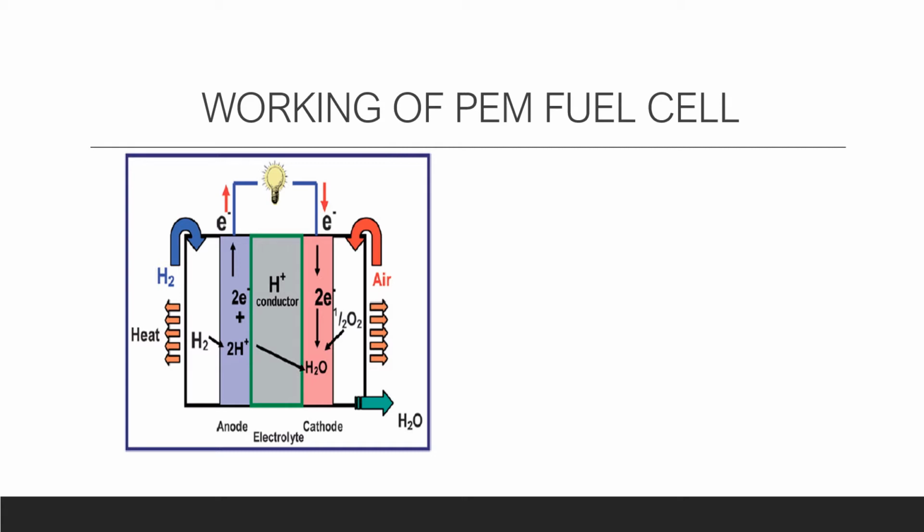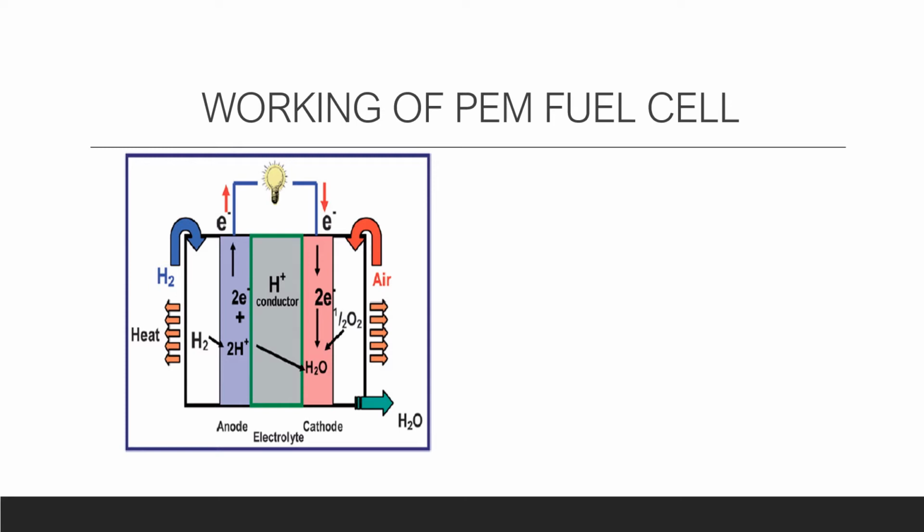Membrane as well as the gas diffusion electrodes. Okay, so on the anode side, the hydrogen gas enters and it splits into the protons and the electrons by the action of this proton exchange membrane.